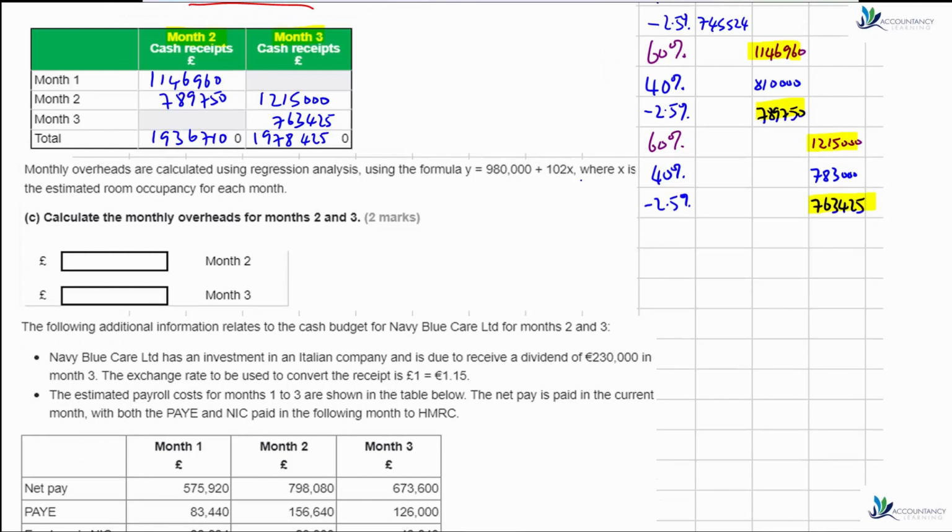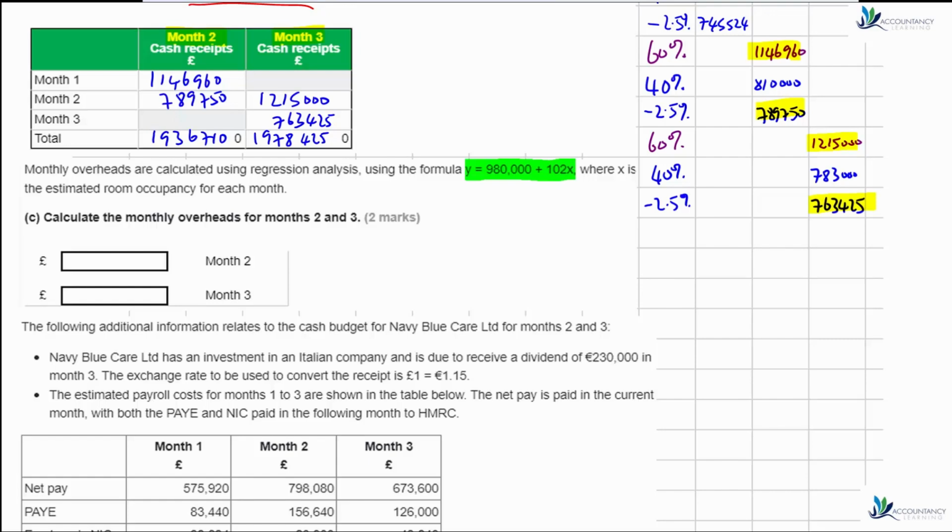The next part of the task tells us that monthly overheads are calculated using regression analysis, using the formula y equals 980,000 plus 102x, where x is the estimated room occupancy for each month. So we can see that we've got a variable cost per room of 102, and then we've got a fixed cost of 980,000. So it's asking us to work out the monthly overheads for months 2 and 3.